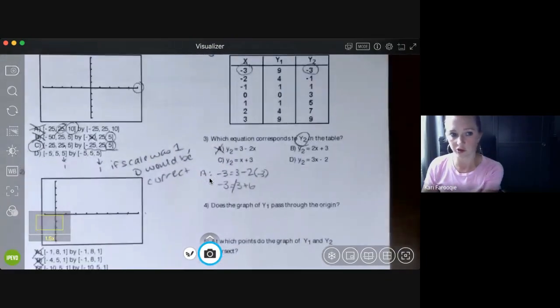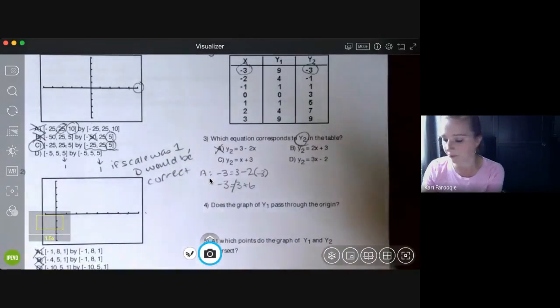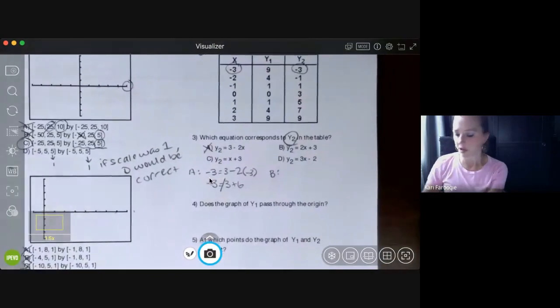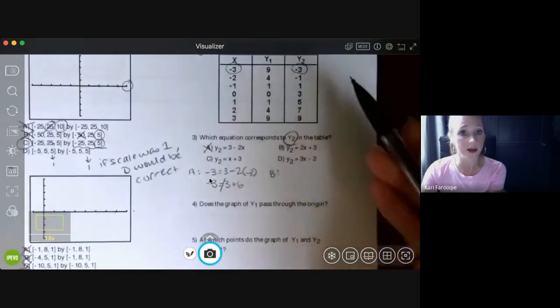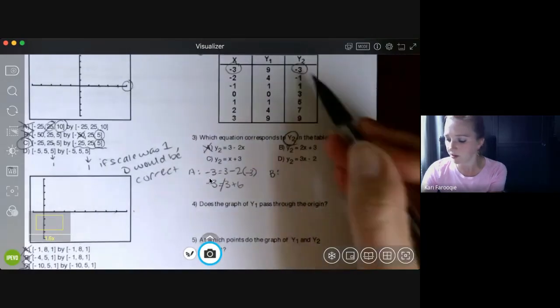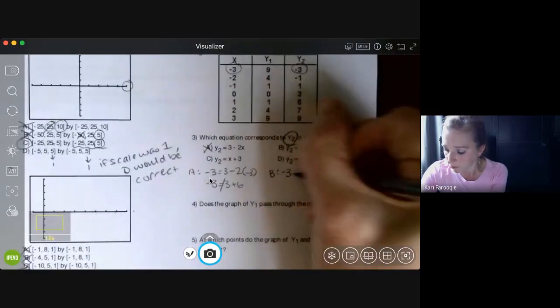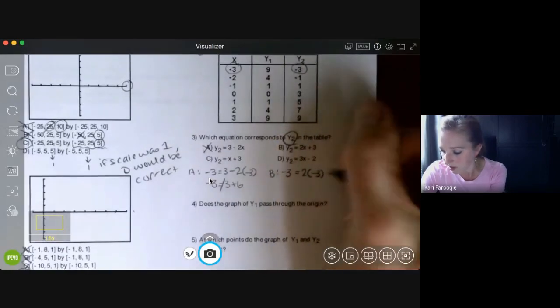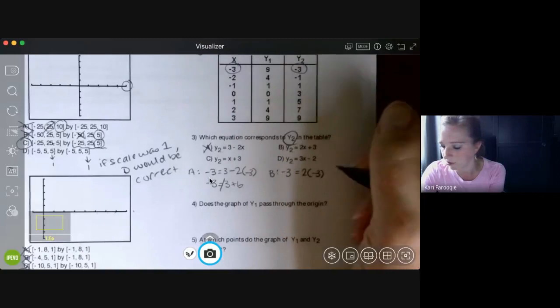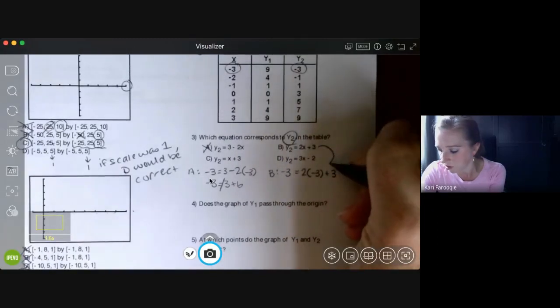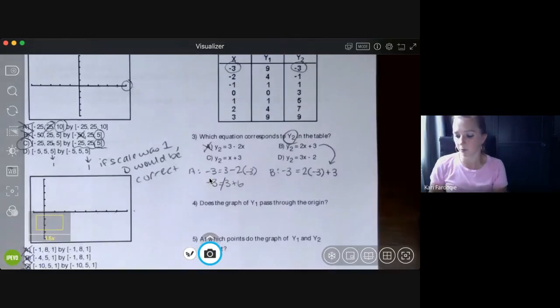All right, so let's try B. I mean, you can try C first if you want. I'm going to go with B. So for B, we have y sub 2. And again, I'll just start by taking the first row out of the table. Y sub 2 is negative 3. And we're going to see if that's equal to 2 times x, which coincidentally is also negative 3, plus 3. So that is the definition of B.